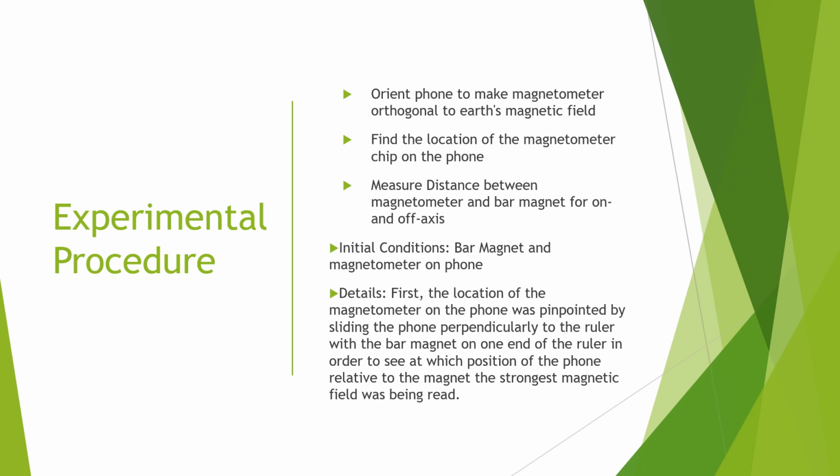Details: first, the location of the magnetometer on the phone was pinpointed by sliding the phone perpendicularly to the ruler, with the bar magnet on one end of the ruler, in order to see which position of the phone relative to the magnet had the strongest field being read.